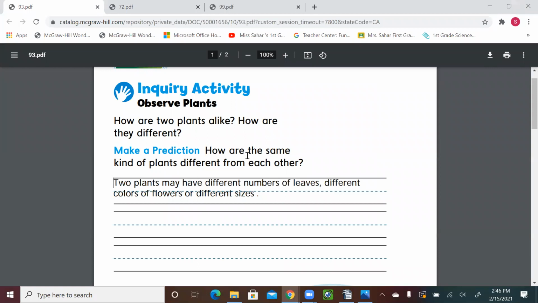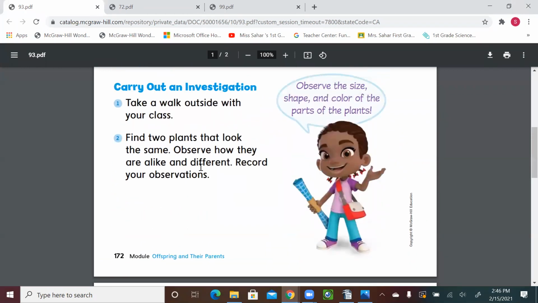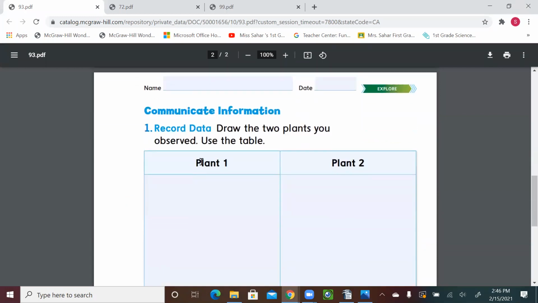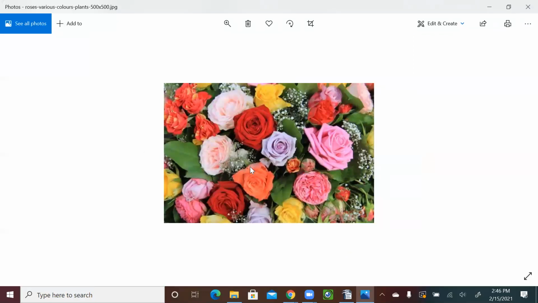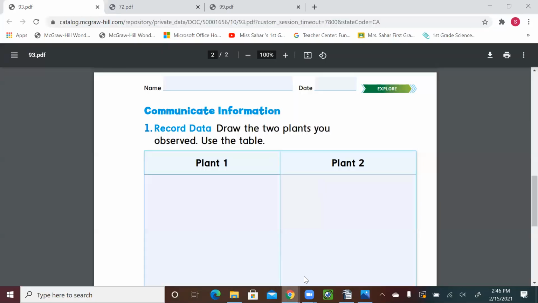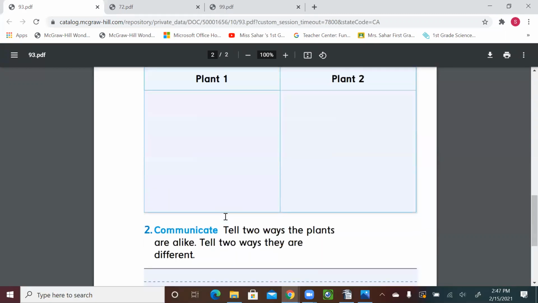All right, so this is a prediction, but we know that seeing the picture helps us to come up with these questions. Now, page 173. Now you're going to record your data. Draw the two plants you observe and use the table. So I put here again these flowers, and then the tulip that we have from our video. And then you can just say plant one and plant two. Which plants did you see? You have the roses and you have the tulip, and you're going to write down what you saw: the roses come in different sizes, or different colors, and so do the tulips, if you decided to.